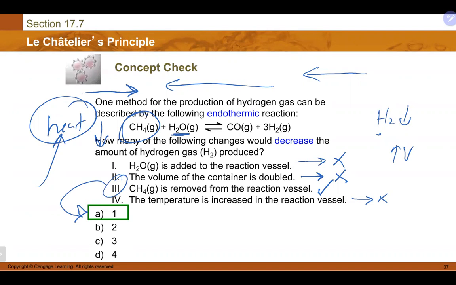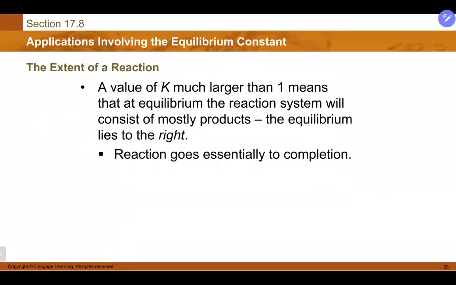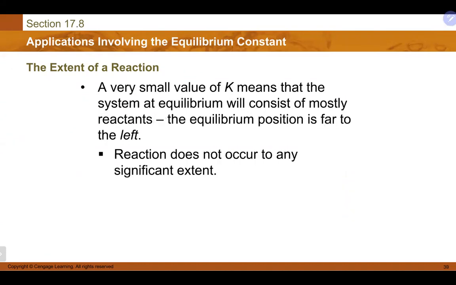Okay, so let's see here. The value of K, as we talked about, if it's large, means you mostly have products. If it is small, you really mostly have reactants. And again, there are sometimes where even though it is a reversible reaction, the value is so large one way or very small in the other way, it is essentially a one-way street.